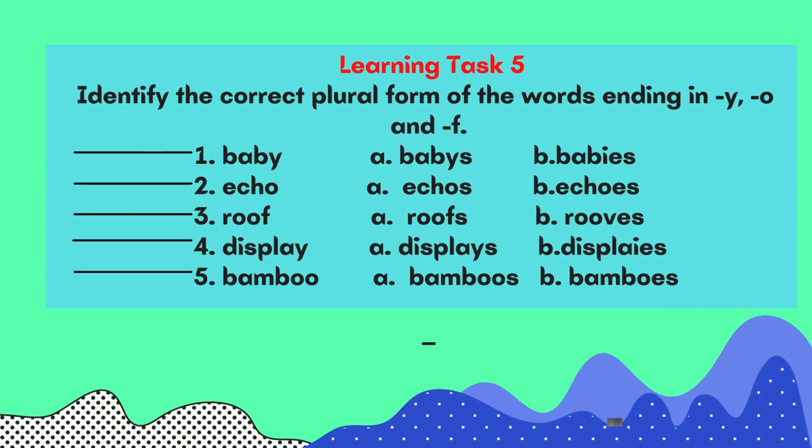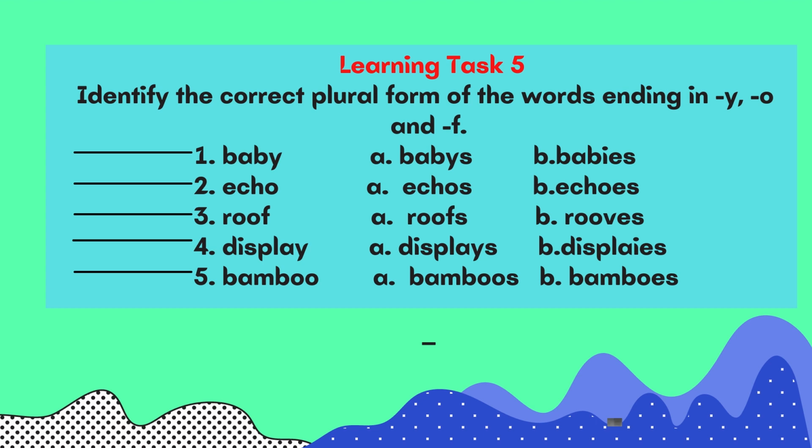Let's now proceed to learning task 5 on page 21 of your module. So identify the correct plural form of the words ending in Y, O, and F. So you are going to choose only the letter of the correct answer. So your choices are A or B. Then write it on the blank before each number. Do this in your answer sheet.